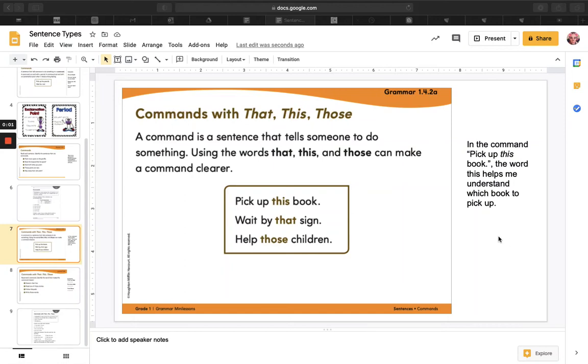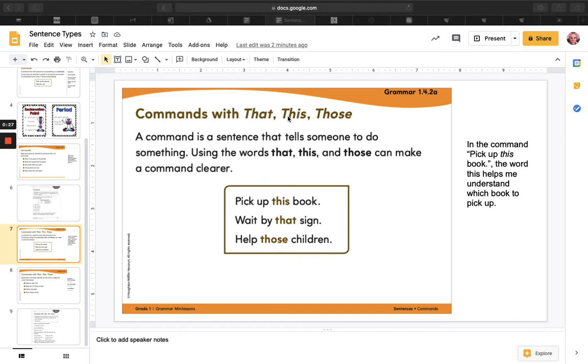I want you to think back to our writing lesson yesterday. We were learning about commands. And remember that a command is a sentence that tells someone to do something. Today we're going to focus on commands with the words that, this, and those. And these are all words that we have seen either in our weekly sight words or our spelling words.